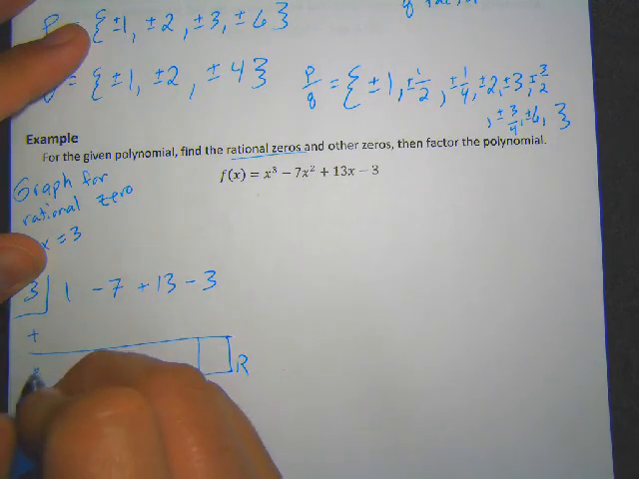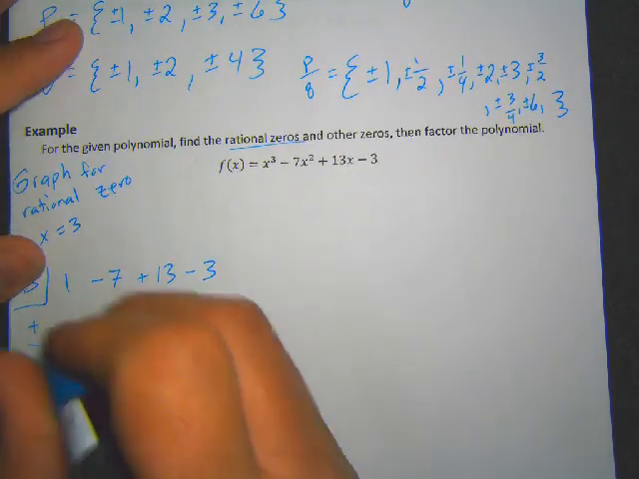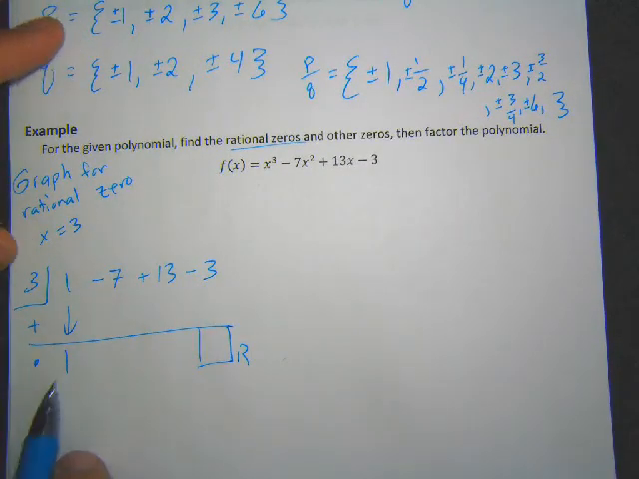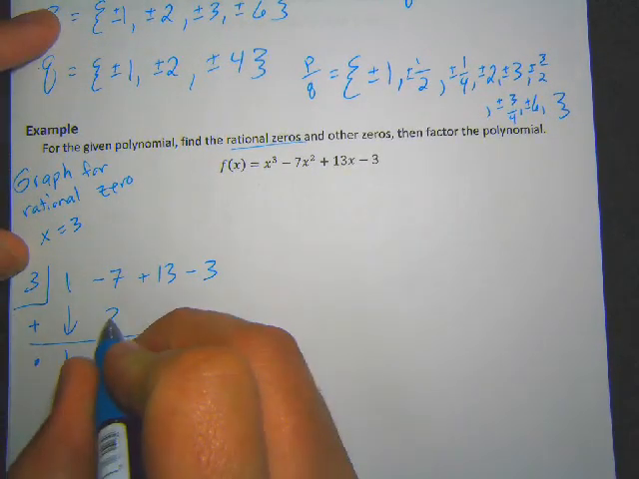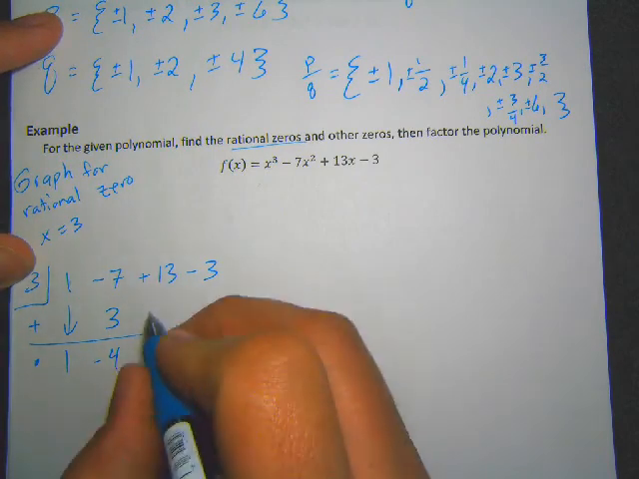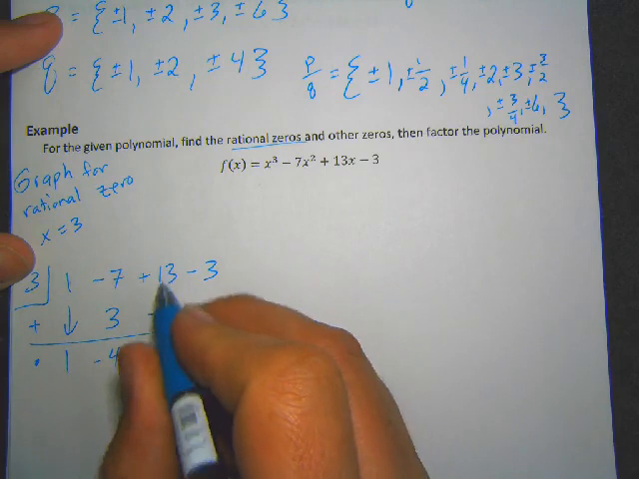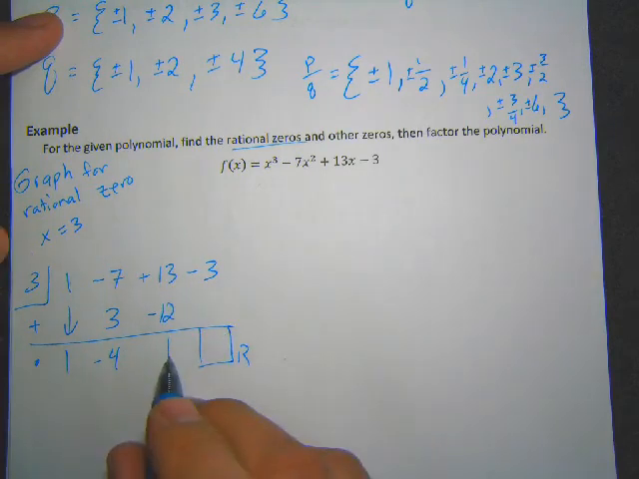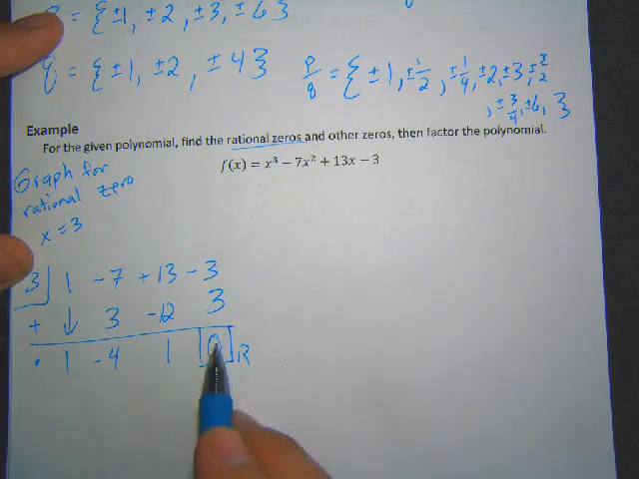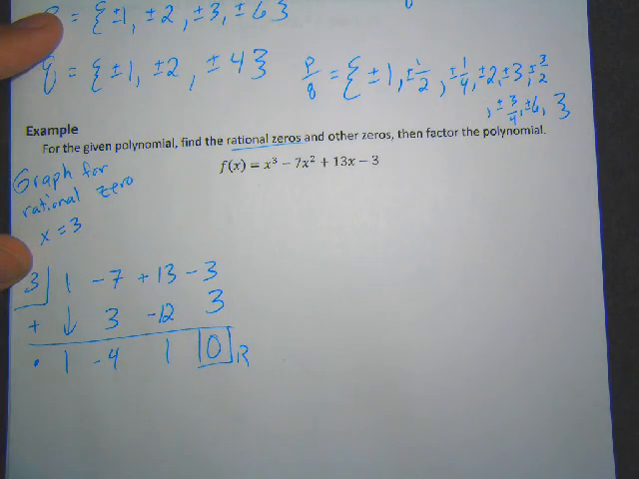I'm going to add and I'm going to multiply. I'm going to see what we get. So we always add, we bring down the first number, so it just becomes a 1 down here. 3 times 1 is 3. -7 plus 3 is -4. 3 times -4 is -12. 13 minus 12 is 1. 3 times 1 is 3. -3 plus 3 is 0. And so we got 0, which is a good sign. It means we're doing it right so far.